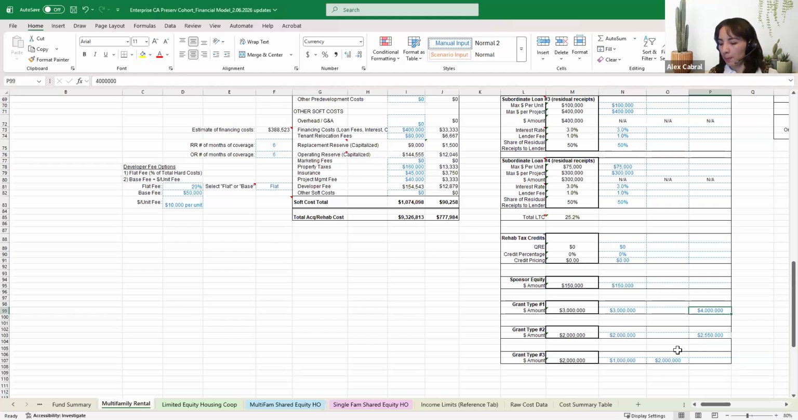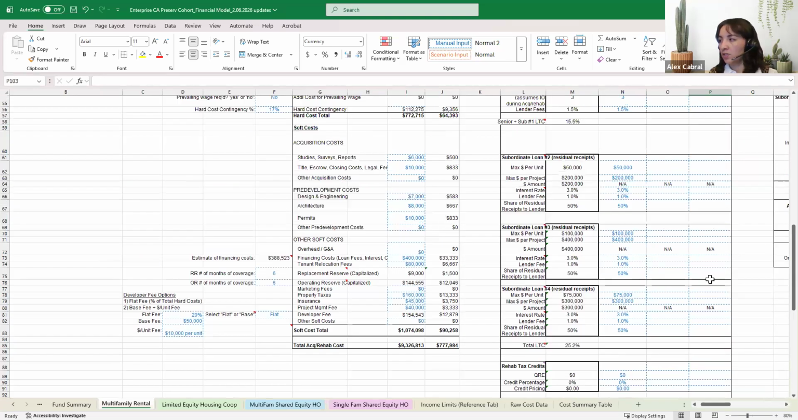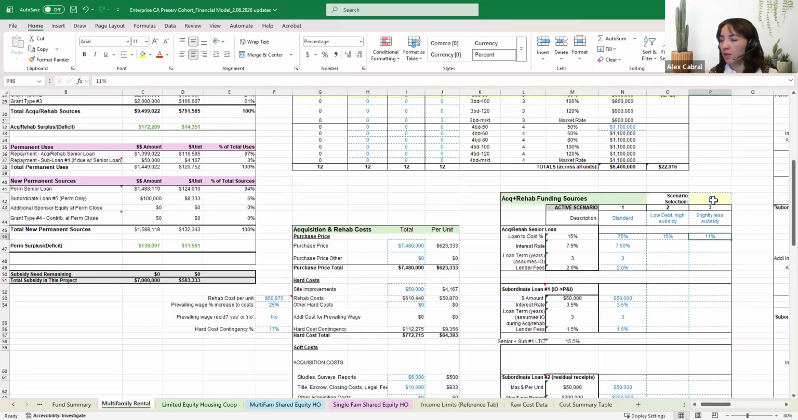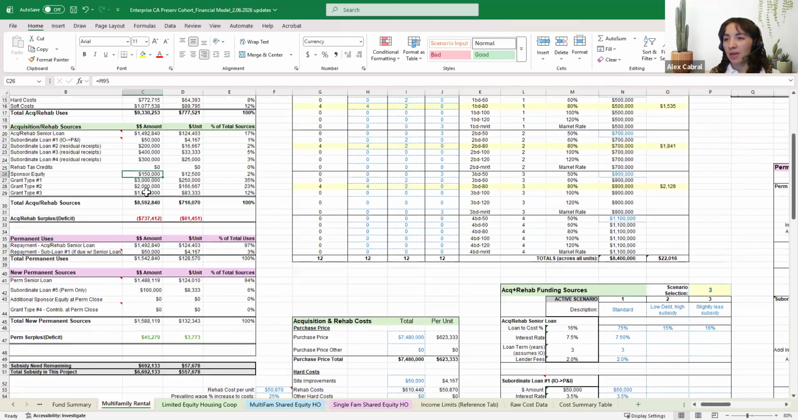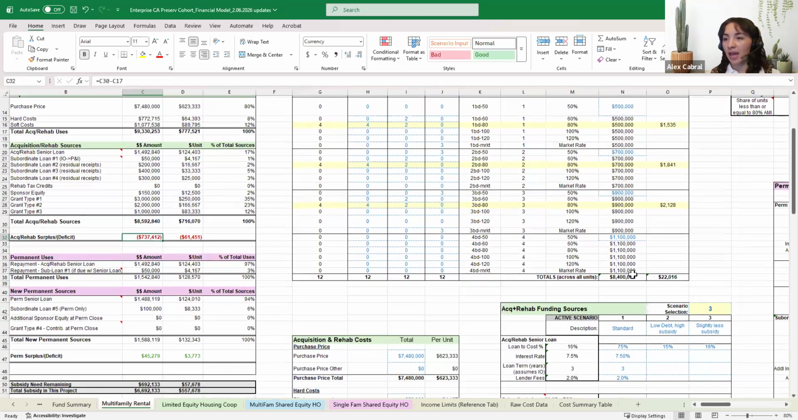Let me go here. Start over here. Okay. So we're going to model in slightly less subsidy in scenario 3. So what I'm going to do in scenario 3, right, is maybe, oh, I have 16% debt. I still need a bit more sources in my acquisition rehab.